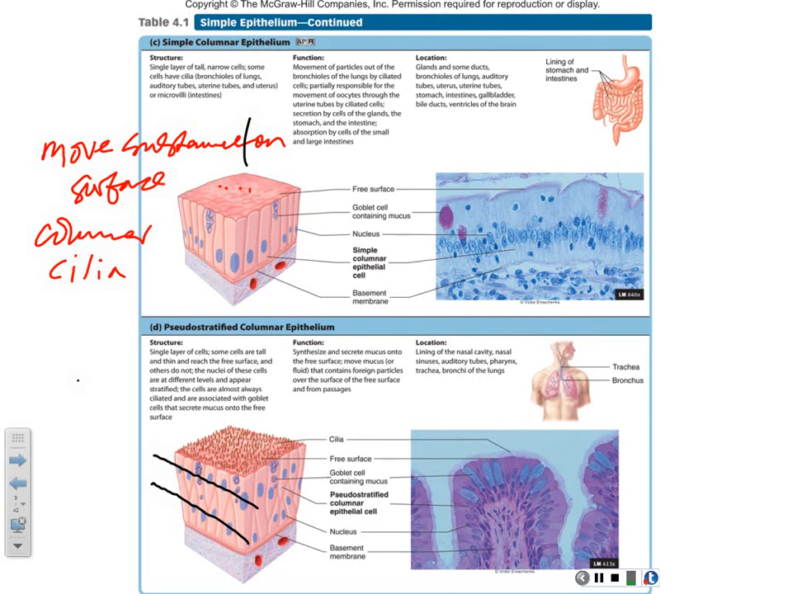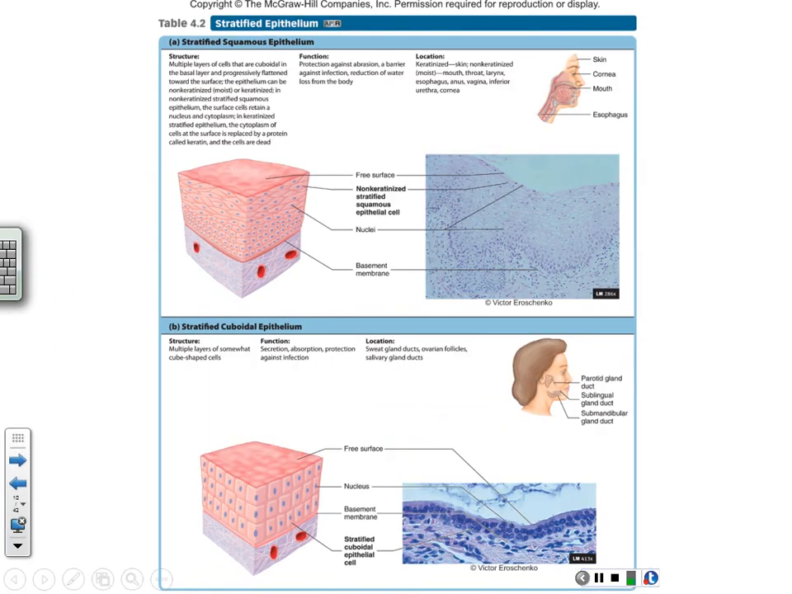All right? Okay, so this is where you find it, and these have cilia, and it's mostly the respiratory system, pharynx, nasal cavity, nasal sinuses, and so forth. All right, okay. Again, it's the same function, moving substances on the top. Now we are going to stratify it now. Okay, we are going to different layers.